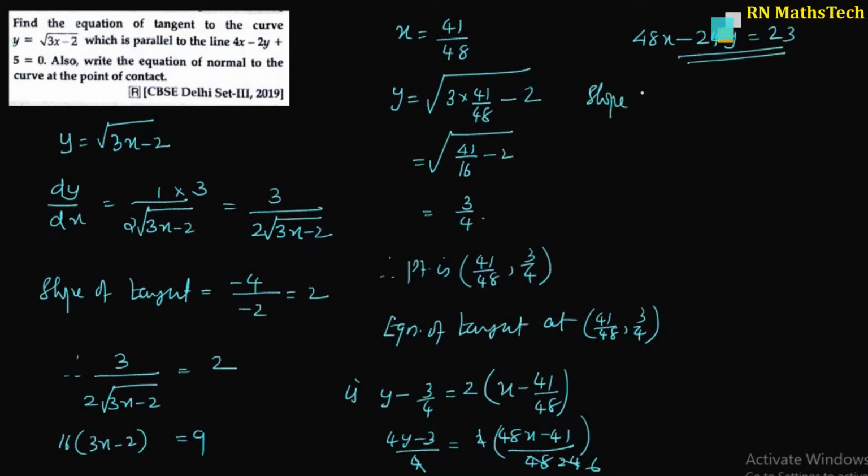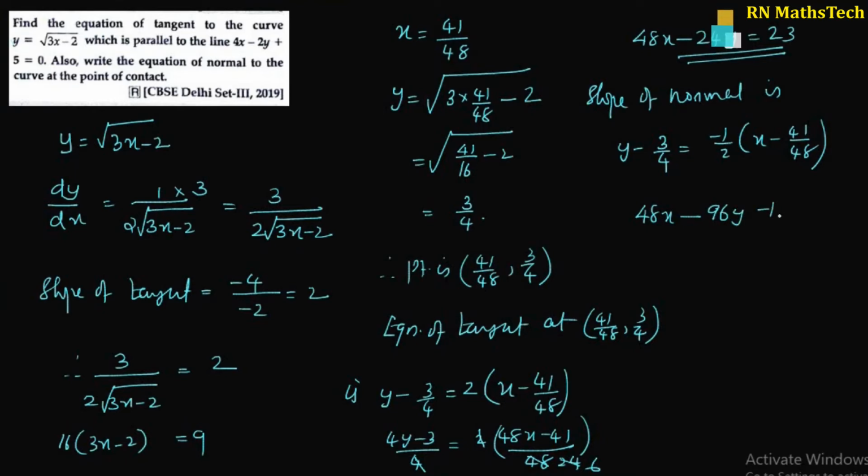Now slope of normal, the equation is y - 3/4 is equal to -1/2 into (x - 41/48). So simplify: 48x - 96y - 113 is equal to 0.